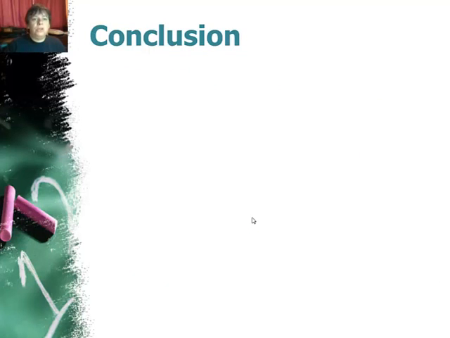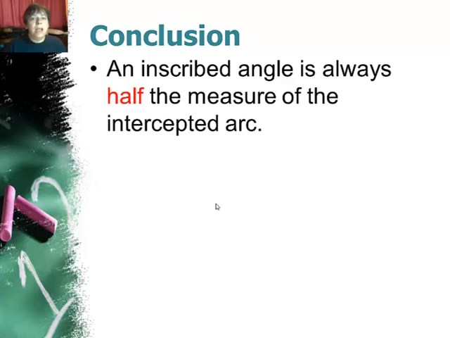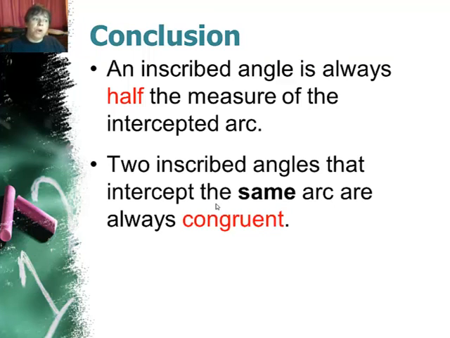So the conclusion we got after playing with those angles is that, 1, an inscribed angle is always half the measure of the intercepted arc, whether the chord was a diameter or not. And also, when we looked at the different angles that we could inscribe from the same arc, we found that if they come from the same arc, the inscribed angles will always be congruent.